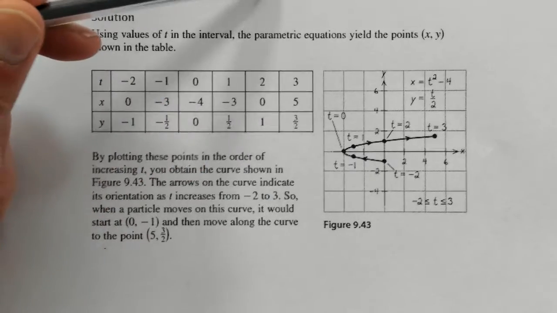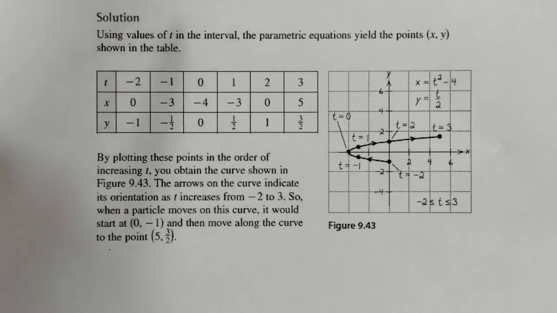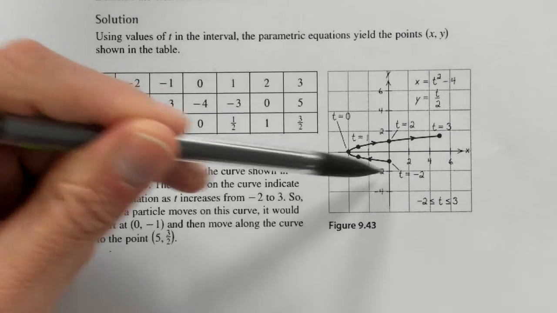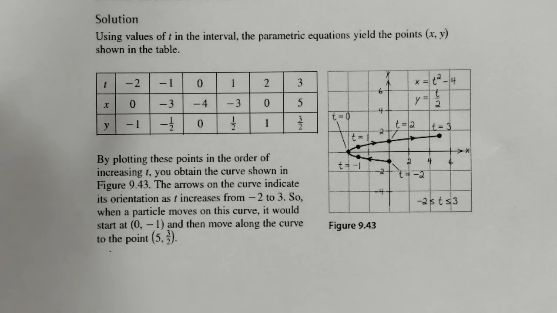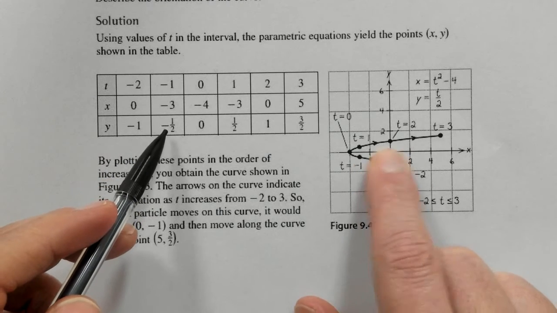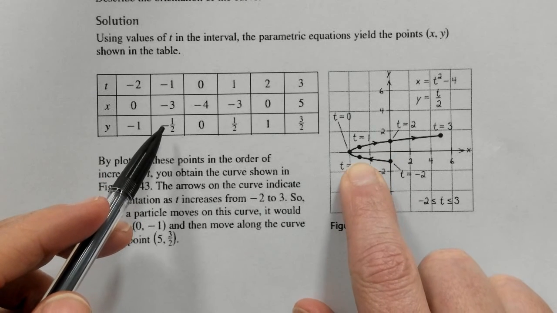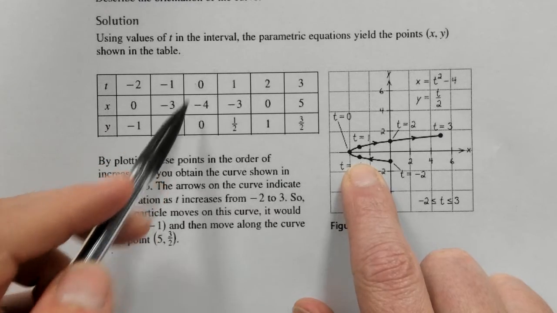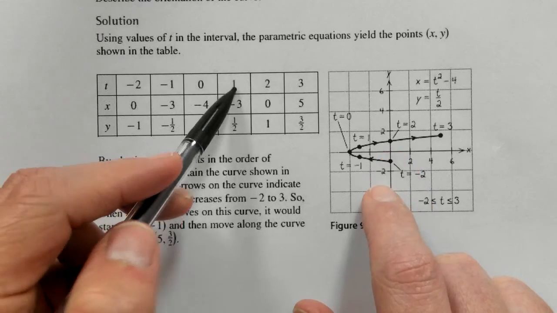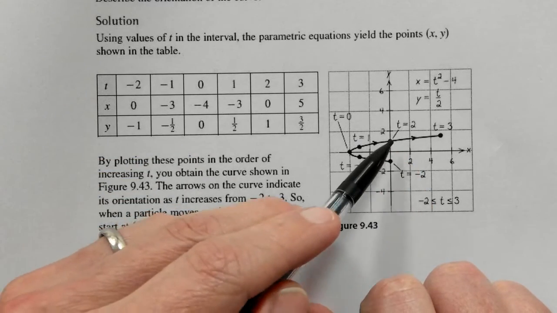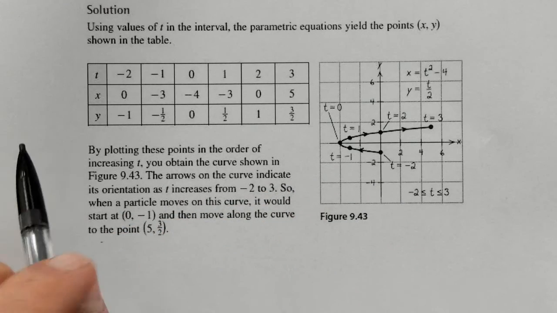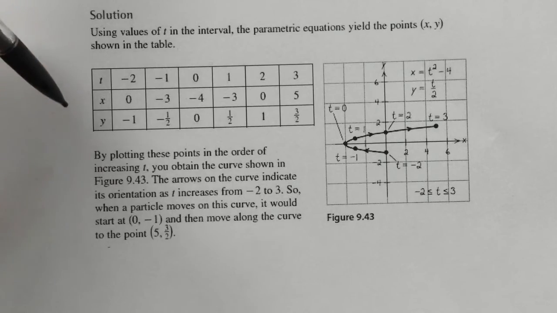So again, by picking values of t in the interval and plugging them into the x and y equations, you can get the x-coordinate and the y-coordinate in order to plot it on the graph. Okay, and likewise, at t equals -1, it yields (-3, -1/2). Right, so that's the point. And then at t equals 0, it's (-4, 0). And then same thing for t equals 1, 2, and 3. And then you've got all your points plotted on here. So that is the curve yielded by these parametric equations.